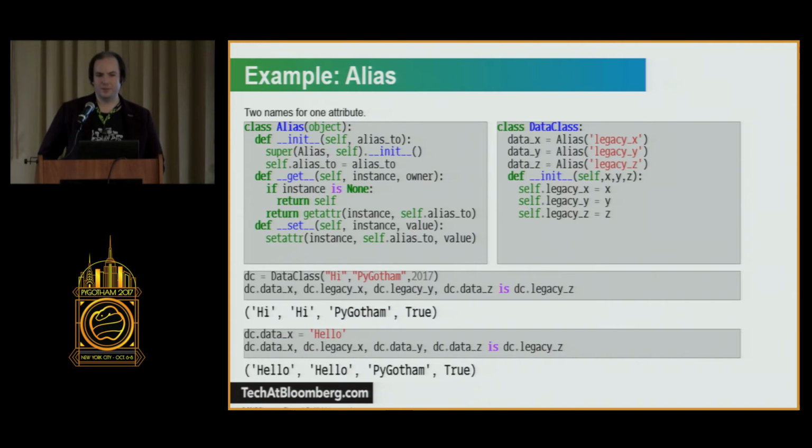Our first example, let's say that we want to have two names for one attribute. So this is an alias descriptor. You might use this because you're renaming the attribute and you just need the data stored only once, but some code's going to use the old name, some code's going to use the new. You're not quite ready to deal with the ramifications of that. So when we construct it, we just tell it what the other name is. It doesn't need to know what its own name is.